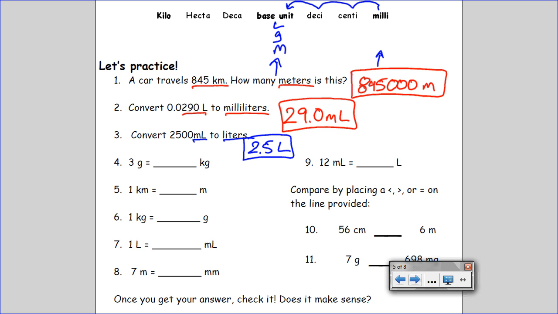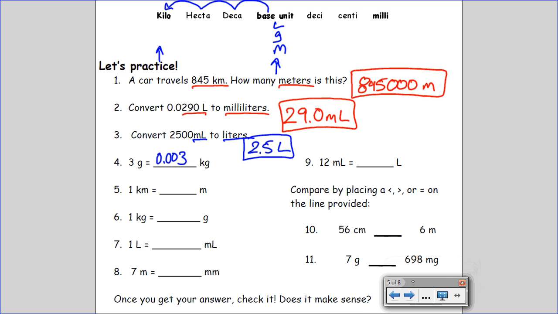Okay. Number 4, we're going to start with the base unit, 3 grams, and convert it into kilograms. So we're going to start here with the number 3, and we're going to end up here at kilos. So we've got to move that decimal place 1, 2, 3 spots to the left, which basically means we're going to have 0.003 kilograms.